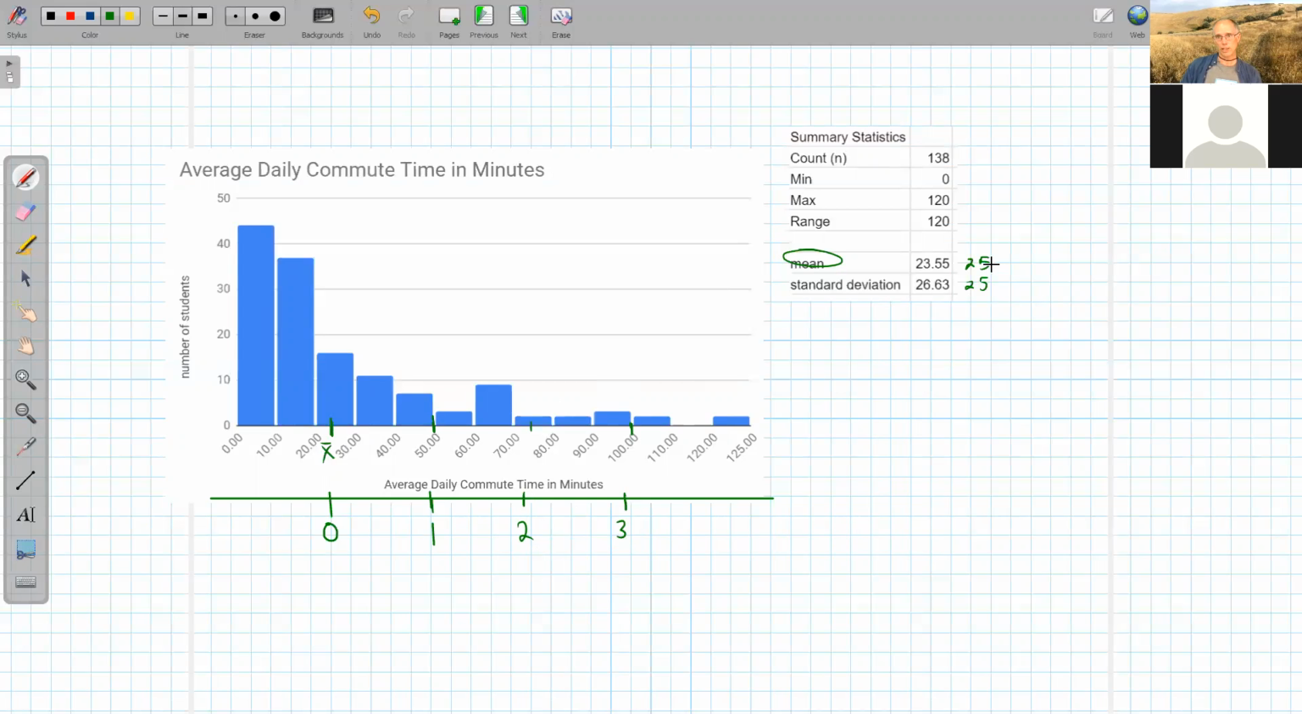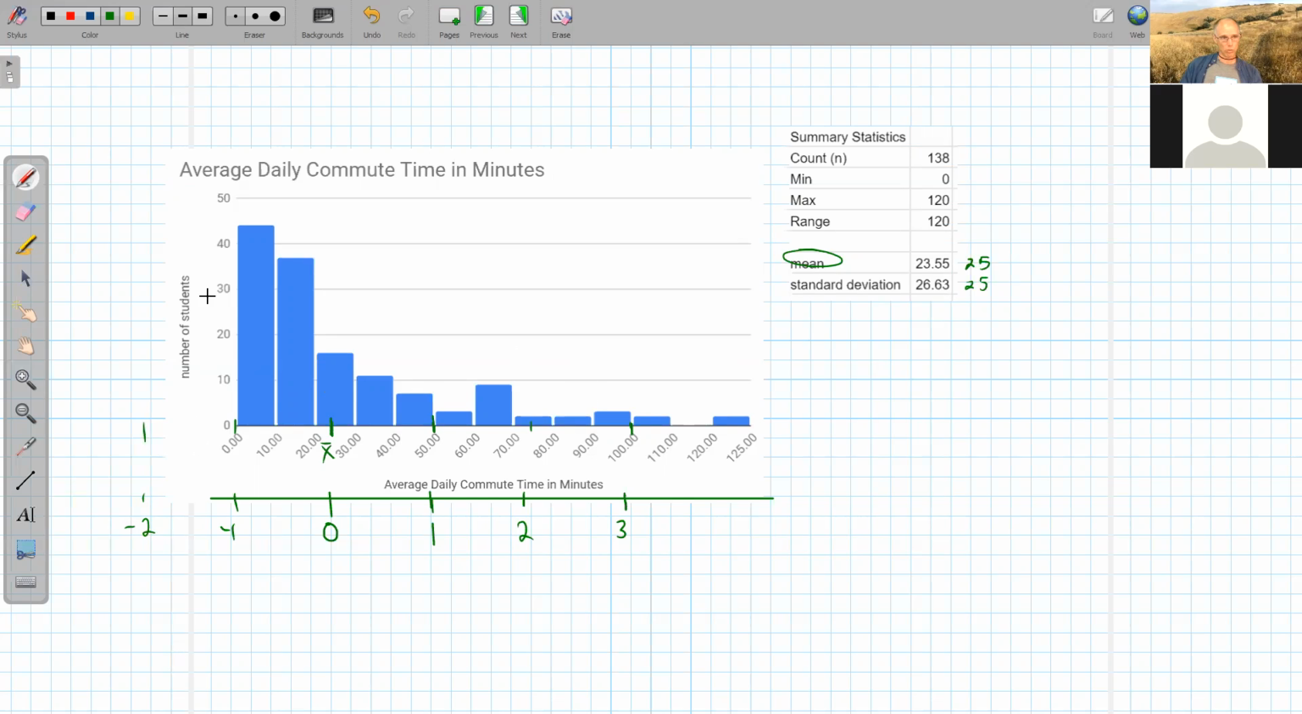Going the other way, 25, I'm estimating that, and that would put me at 0 over here. So that would be 1 standard deviation to the left. And 2 standard deviations to the left is just negative 25. That's off the charts, right? You can't even talk about that anymore.